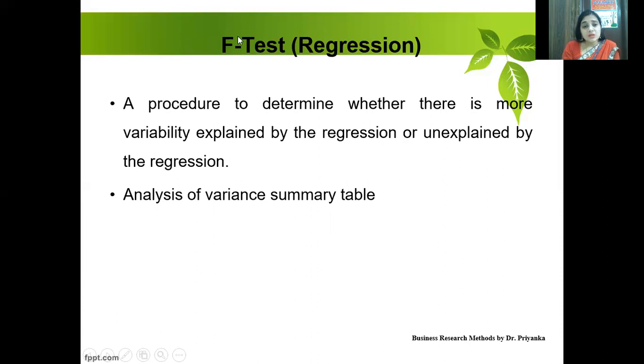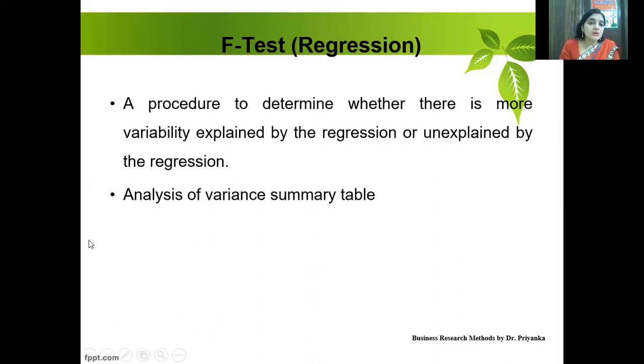Then the F test is a procedure to determine whether there is more variability explained by the regression or unexplained by the regression. It would tell you how much variability is explained by the regression. So that is why it is very important, and it would be given in the analysis of variance summary table.